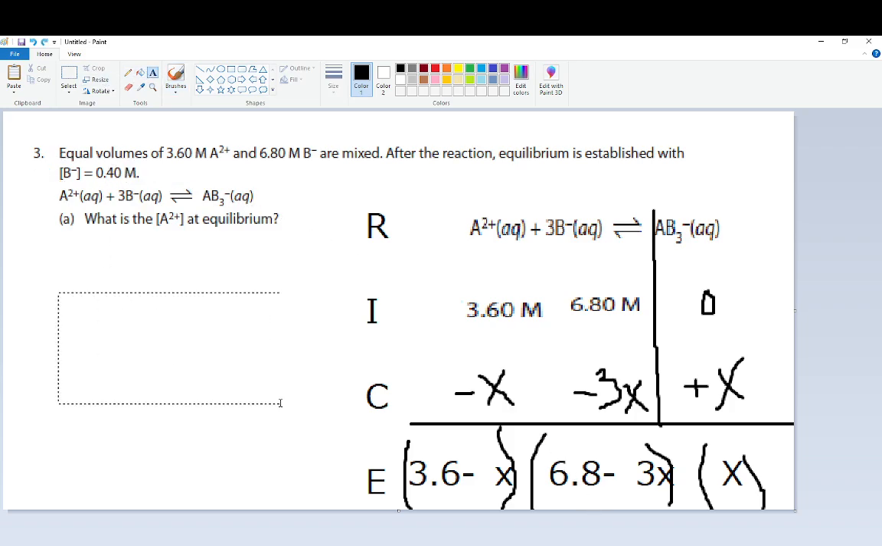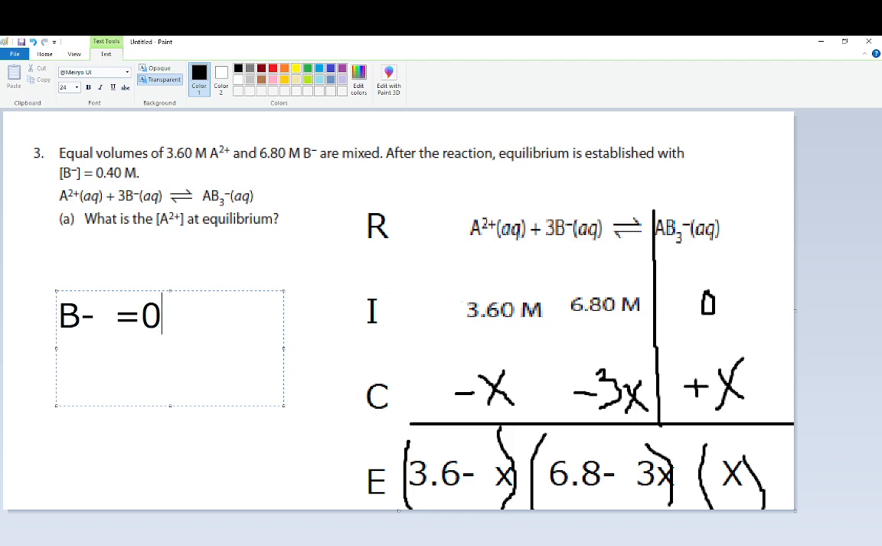Well, we also know that while B minus is equal to 0.4, B minus, we can see in that column, is also equal to 6.8 minus 3x. That means since we have two equivalencies, we can replace B minus with 0.4. And it's going to be equal to 6.8 minus 3x. We subtract 6.8 from both sides. We get minus 6.4 is equal to minus 3x. It's basic algebra now. We divide by minus 3 on both sides. The minuses disappear.